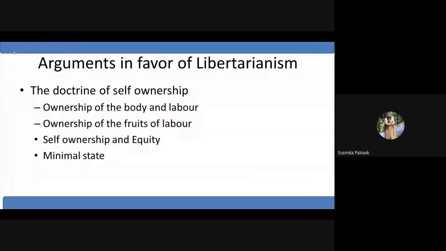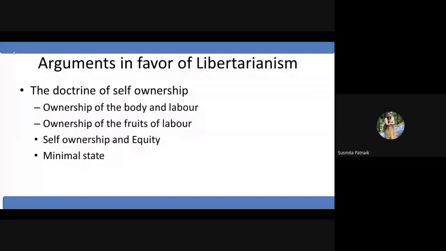So he says that when he mixes his labor with the body, it was his fruit. So the state will not interfere in the body and the fruits of the labor of the individual. That is called the doctrine of self-ownership.